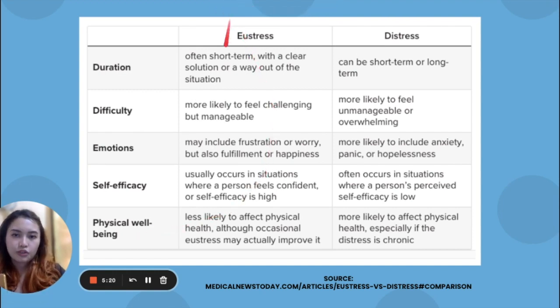So for eustress, it's short term. Dili na siya all year round ninyo experience. Probably for 1 hour, 1 day, a few days while you're still preparing, but it does not go beyond that. It's very short term with a clear solution or a way out of the situation. Following that, because there is a vision as to asa ka padung, you have concrete strategies outlined. Even if it's challenging, you feel it's manageable. So that's eustress for you.